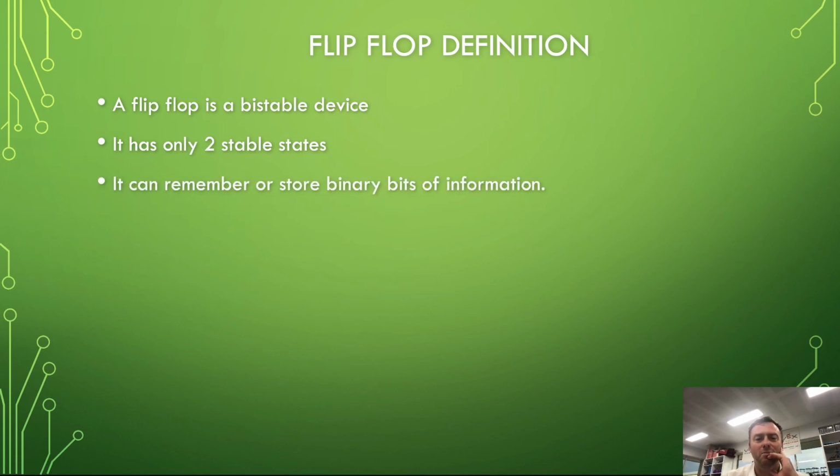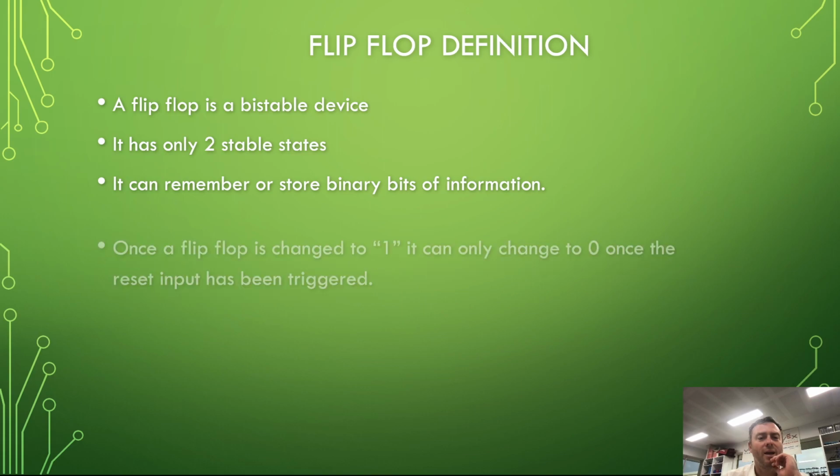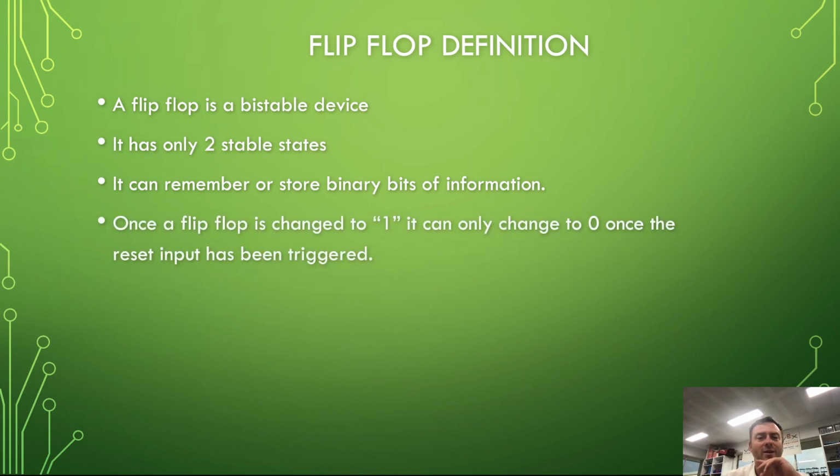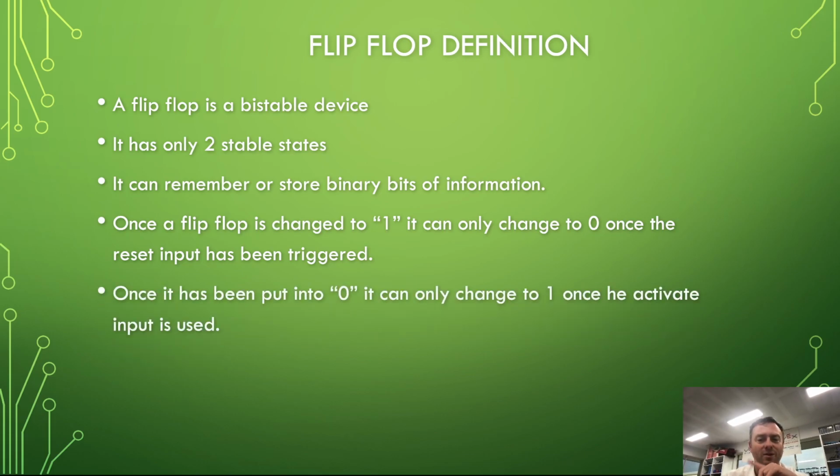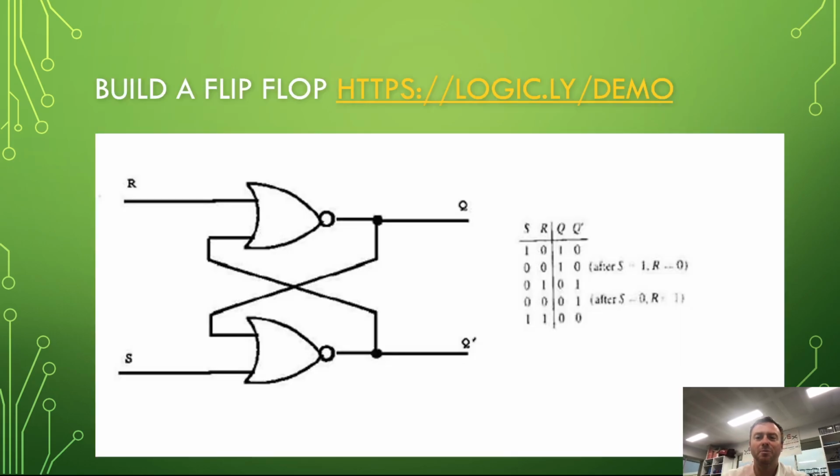It can remember and store binary bits of information, and the flip-flop is changed to a 1 and only changes back to a 0 once the reset has been triggered. Once it's been put to 0, it can then only change to 1 once the input has then been changed again. So it's a little bit different in the truth table as it has 5 different outputs depending on the time that you've done. So if you press S at the start, it turns the system on, and if you turn it off, it doesn't matter, it saves the state.